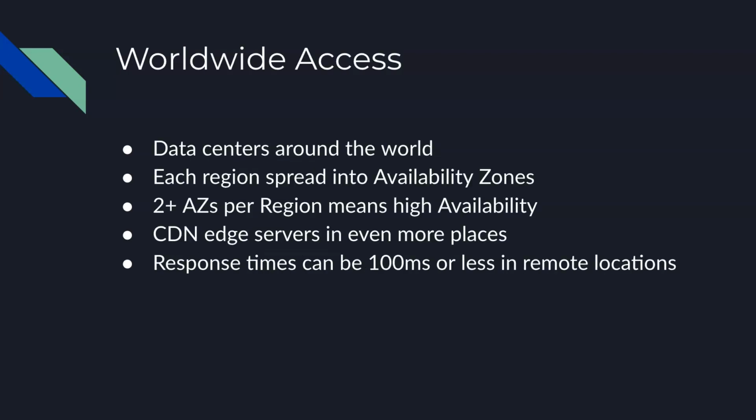Another benefit of cloud computing is worldwide access, right? So we have data centers all around the world. Each region is spread into multiple availability zones. An availability zone is simply two data centers in the same global region, but 60, 70, 100 miles apart so that they're on different city infrastructure and they run less of a risk of going out at the same time. So if you have two or more availability zones per region, that means that region is considered highly available. Okay. If one AZ goes down, the other is available for you to still run your services on.